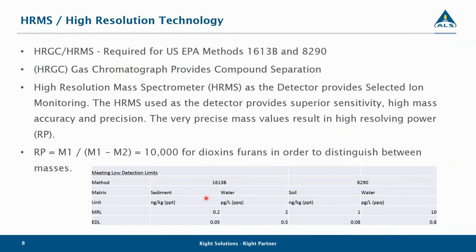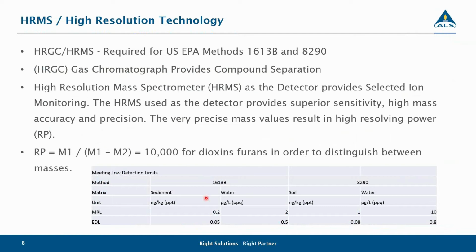And the high-resolution mass spec as the detector provides the required capability of performing selected ion monitoring at a resolving power of at least 10,000 in order to distinguish between the masses. The HRMS used as the detector provides superior sensitivity, high mass accuracy, and precision. The very precise mass values result in the necessary high resolving power. With this technology, we're able to meet the detection and reporting limits required for these analyses.